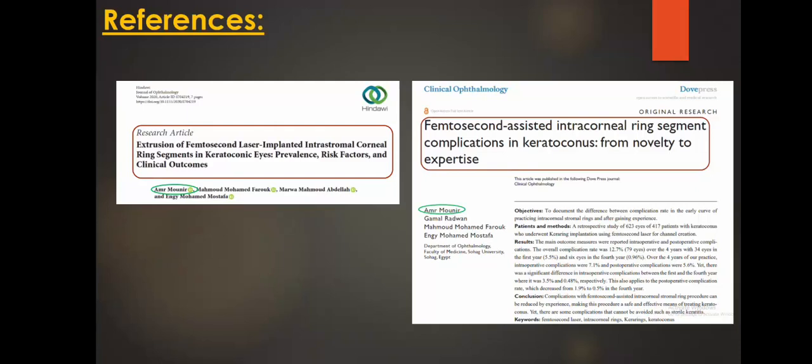References for this presentation: my 2 articles published about this topic, which are complications of rings in the form of extrusion of femtosecond laser implanted corneal rings, and the second is intracorneal ring segment complications from novelty to expertise.